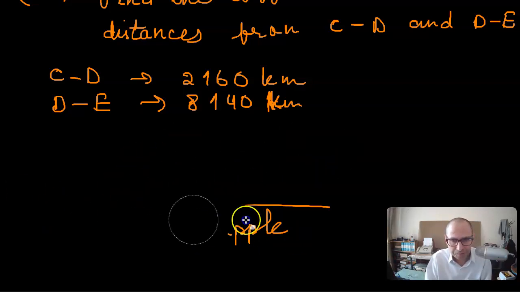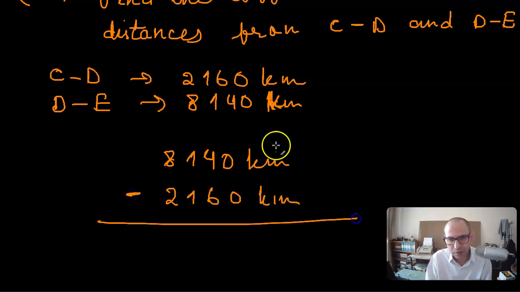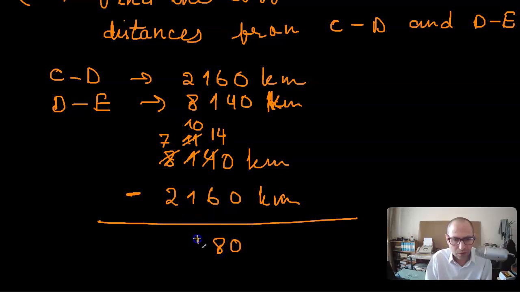In the exact same way, for the difference between so many kilometers and so many kilometers, you have to subtract. Starting from the greater number, which is 8140 kilometers, and 2160 kilometers, and subtract. So 0 minus 0 is 0. 4 minus 6, you cannot, so you have to borrow from here. So this becomes a 7, this becomes 10 plus 1 is 11, and then borrow from here, this becomes a 10, this becomes a 14. 14 minus 6 is equal to 8. 10 minus 1 is equal to 9, 7 minus 2 is equal to 5. So the difference between these two distances is 5,980 kilometers.